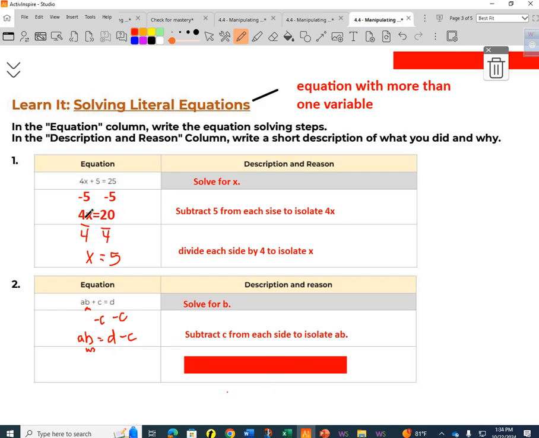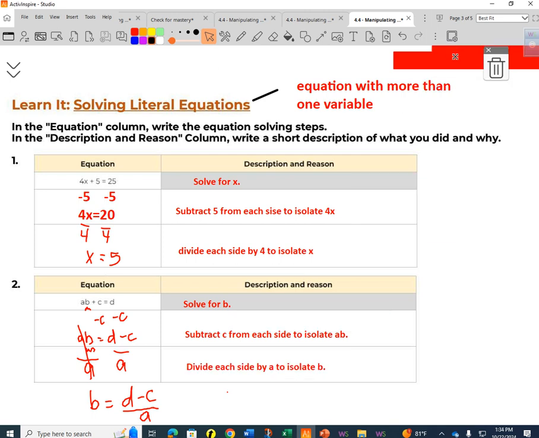And just like up here, now we have to divide by that factor. The factor with the x is 4. The factor with the b is a. So dividing both sides by a, simplifying. So now we have b equals d minus c, all divided by a. So we did our steps. Now we're going to write the description of what we did.